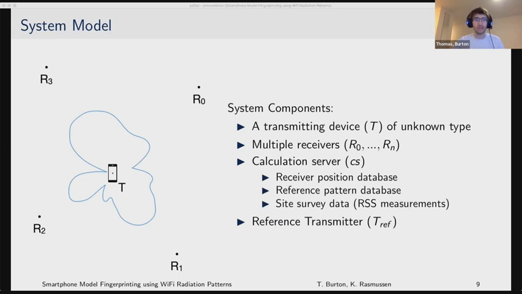From now on in my descriptions, I'm just going to use 4 receivers, 3 reference patterns, and 2D environments and patterns as an example. But this applies for any number of receivers, any number of reference patterns, and also applies in the 3D environment and for 3D patterns, although the calculations become slightly more complicated.